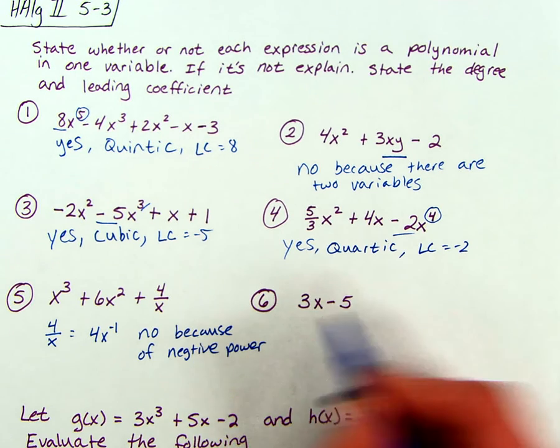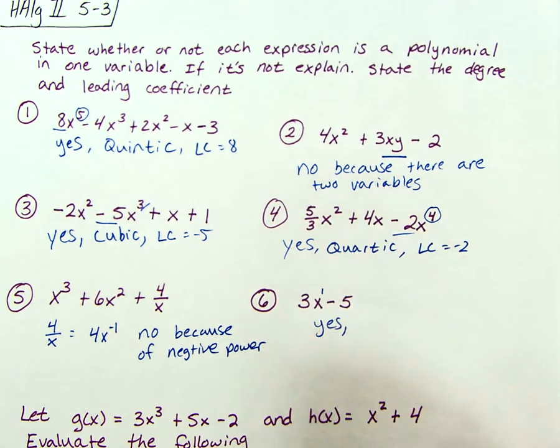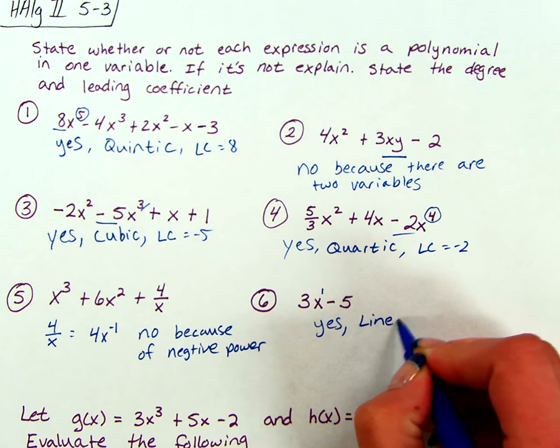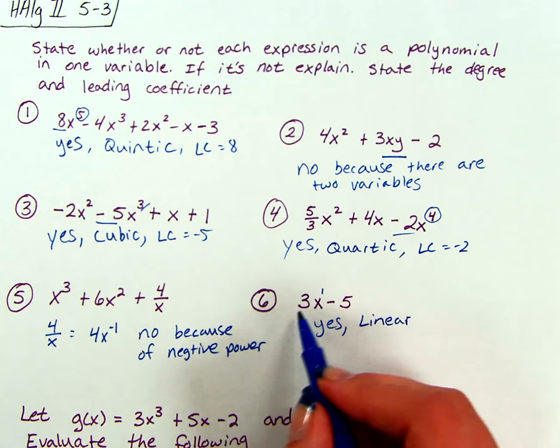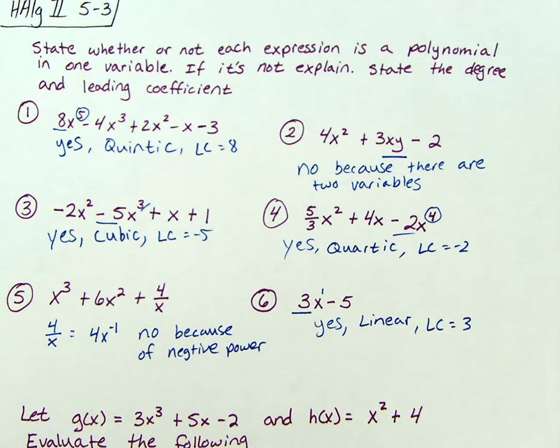And the last one, so again, yes, this is a polynomial. Even though we don't write it, we have a power of 1, so that makes it linear. And our leading coefficient is 3.